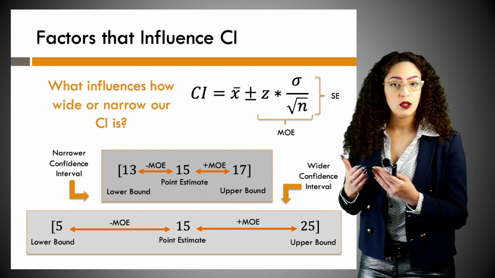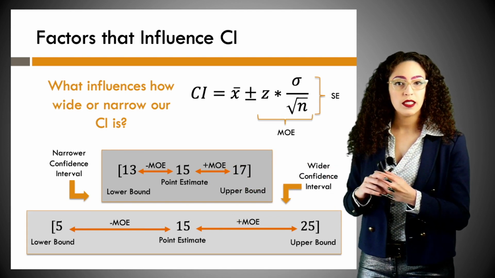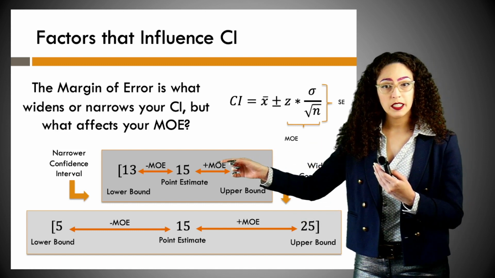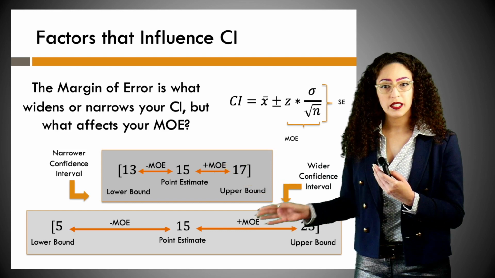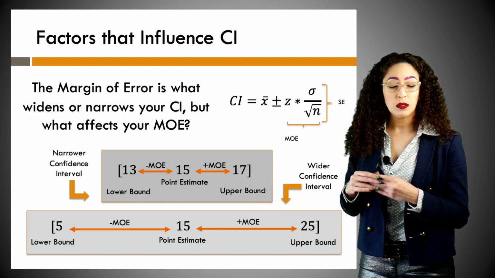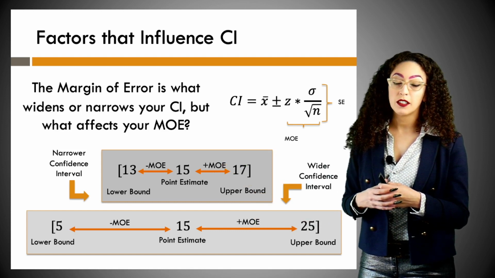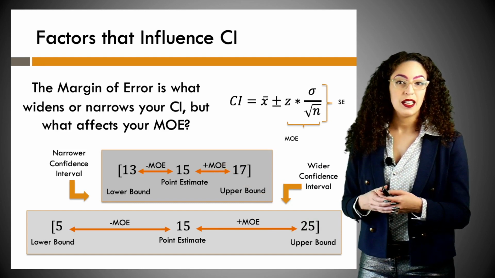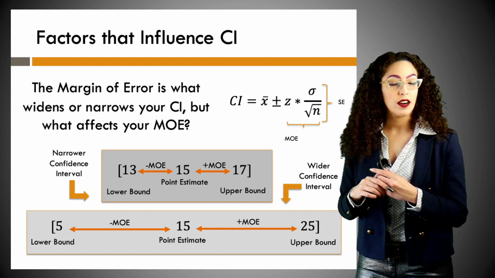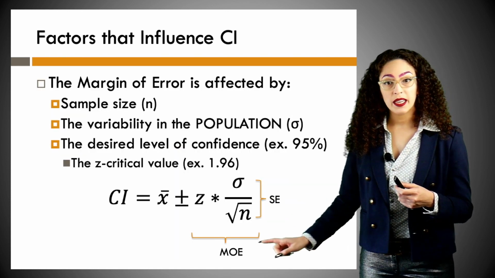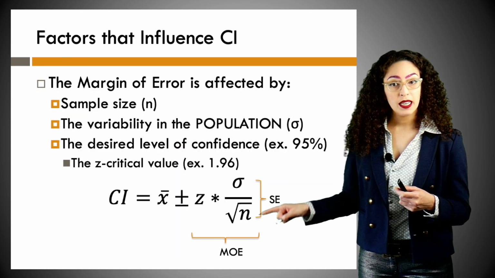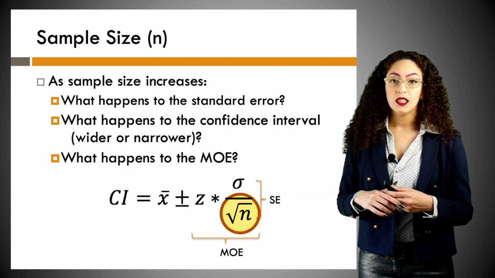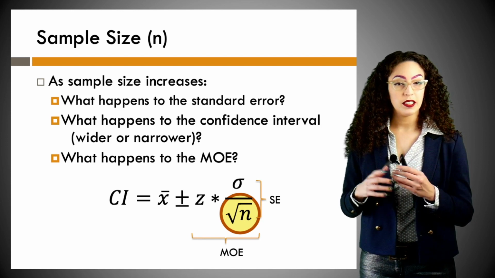What goes into widening or narrowing a confidence interval? The first thing you might notice is that the margin of error for the top one is smaller. It's only about 2 here, and over here it's 10. So margin of error seems to have quite an effect on your confidence interval, but remember, margin of error is made up of other things. So what affects your margin of error? Margin of error is affected by the sample size, the variability in the population, and the desired level of confidence. So now let's look at each one of these different factors.